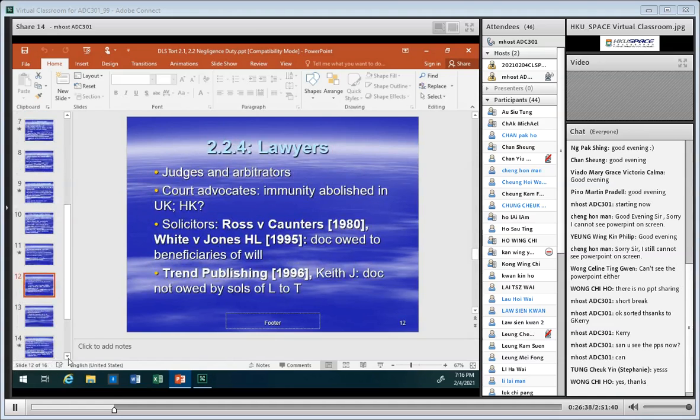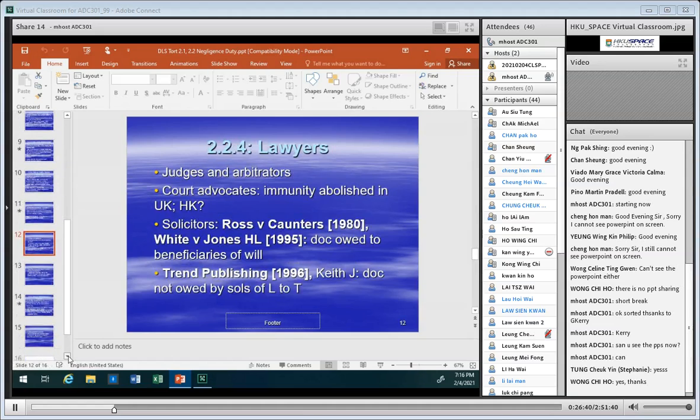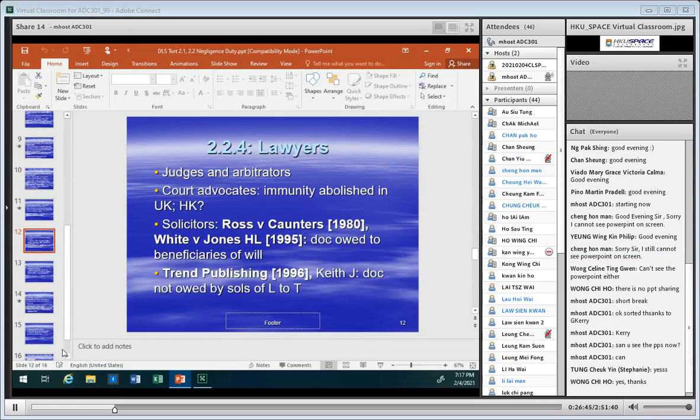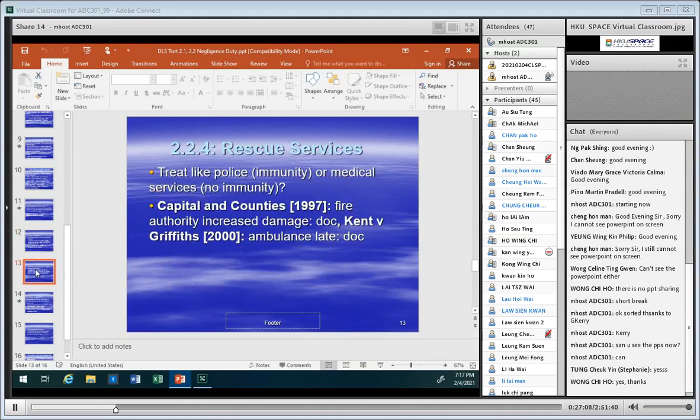Okay. With regard to lawyers, they are now more liable than we used to be, particularly solicitors. Solicitors owe a duty of care to beneficiaries of a will. They didn't owe it before. Okay, you obviously owe a duty of care to a testator who makes the will. But now, after these cases of Ross v Caunters, White v Jones, a duty of care is owed to beneficiaries of a will. Okay, and Trend Publishing, don't worry about Trend Publishing, I just threw that one in because I like Mr. Justice Keith.